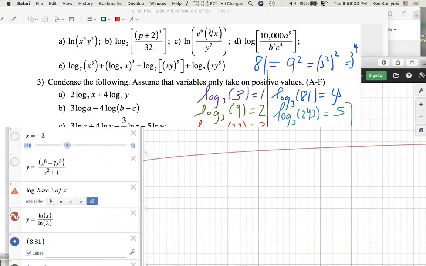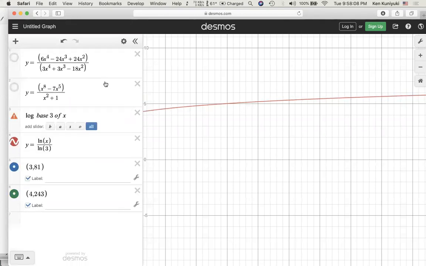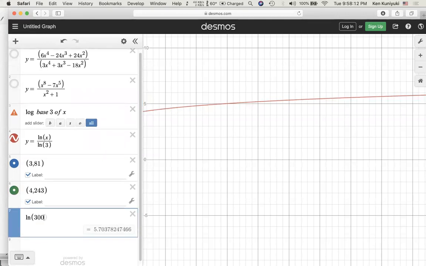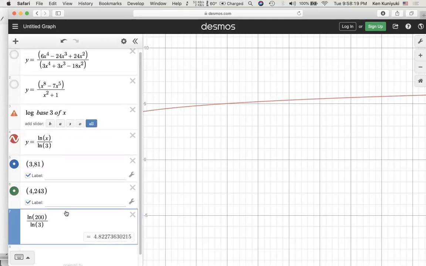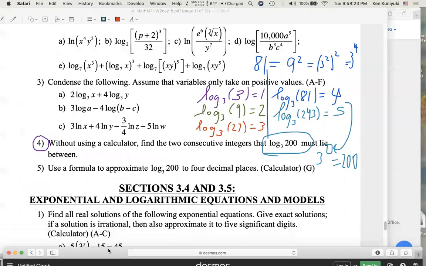Oh, by the way, what is the value? Log base 3 of 200, that's ln of 200 over ln of 3. So it's about 4.8. Yeah. All right, anyway.